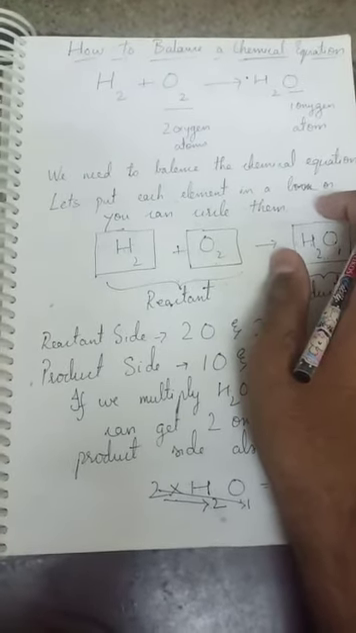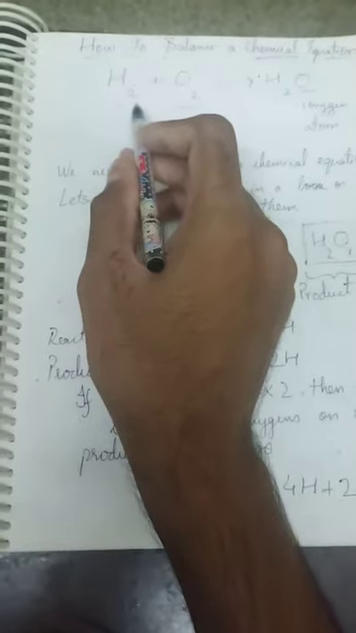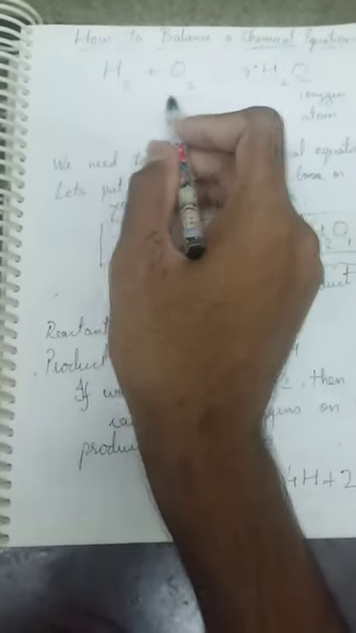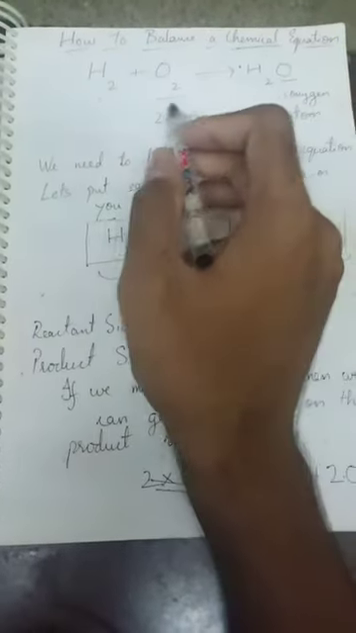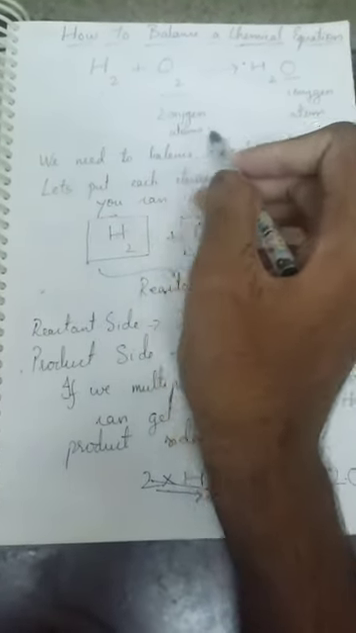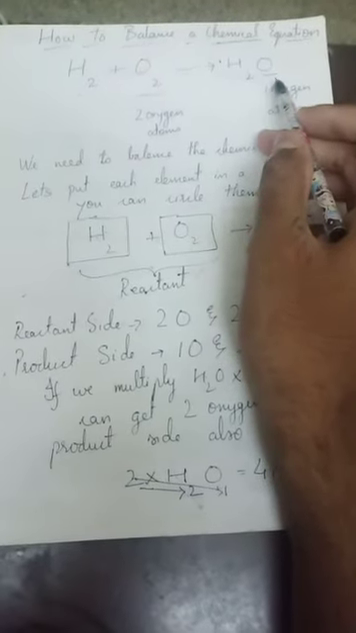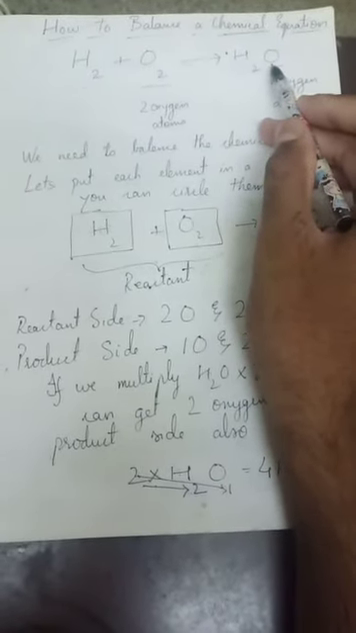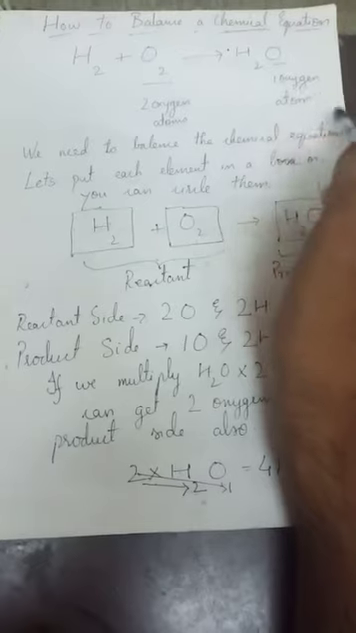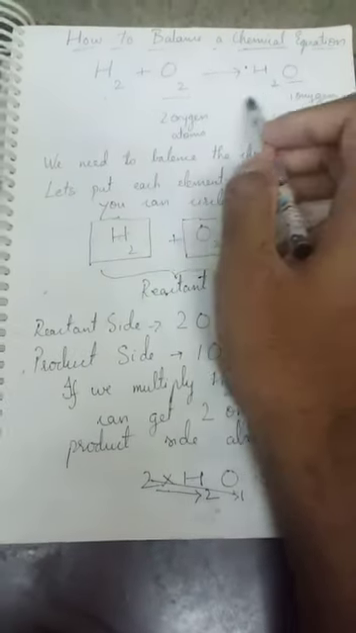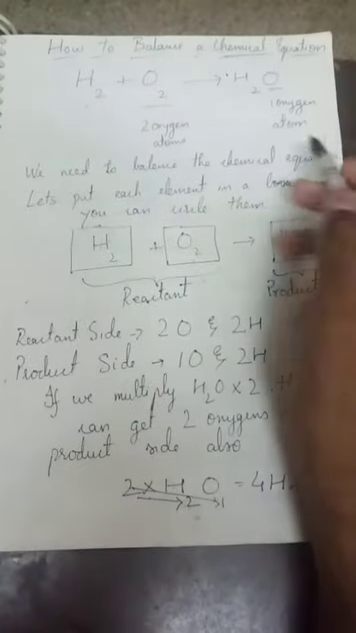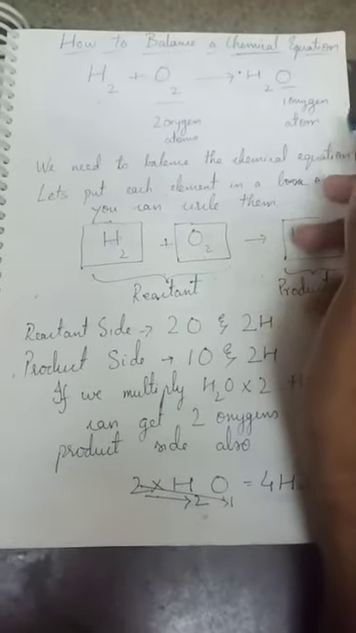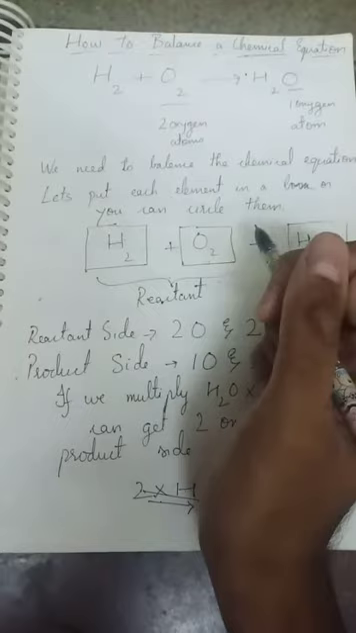H2 plus O2 gives rise to H2O. That means on the reactant side we have two reactants, H2 and O2. On the product side we have a single product, H2O. O2 is two oxygen atoms, and in H2O on the product side we have only one oxygen, just O. There is no O2 here. So it's only one oxygen atom. So here we can understand that there are two oxygen atoms on the left side and one oxygen atom on the right side. So now we need to balance this chemical equation.